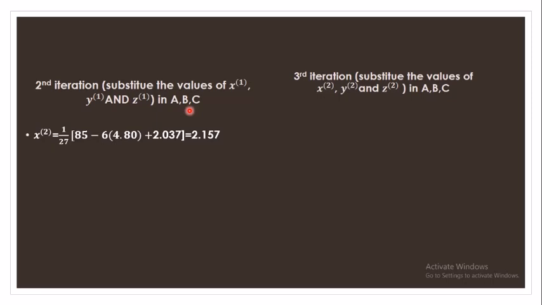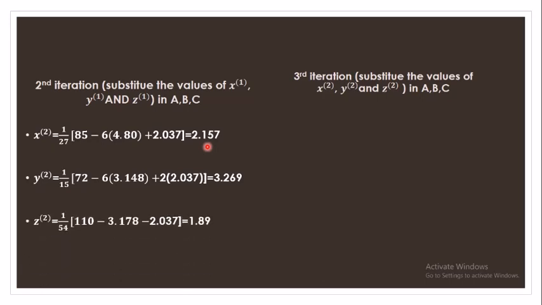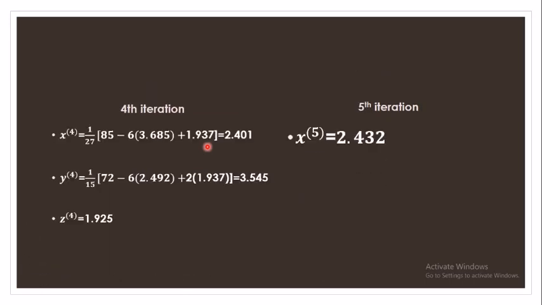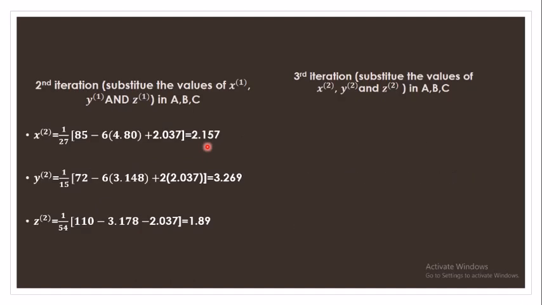So I just substituted the values over here. In the place of x, I have substituted 4.80, and finally I got the value 2.157. Again, you can check this yourself. Similarly I got the value for y2, and then I got the value for z2. So here x2 is 2.157, y2 is 3.269 and z2 is 1.89.